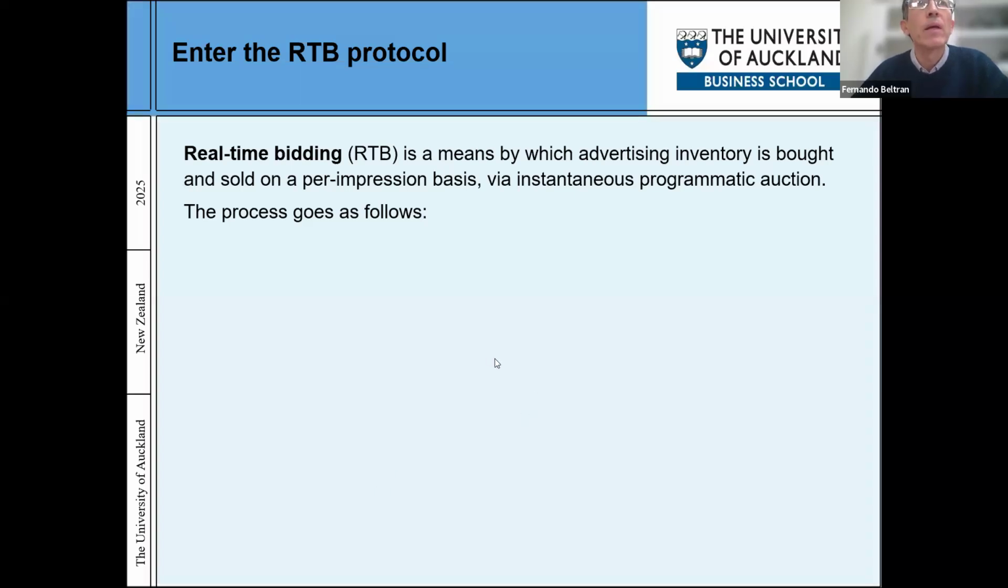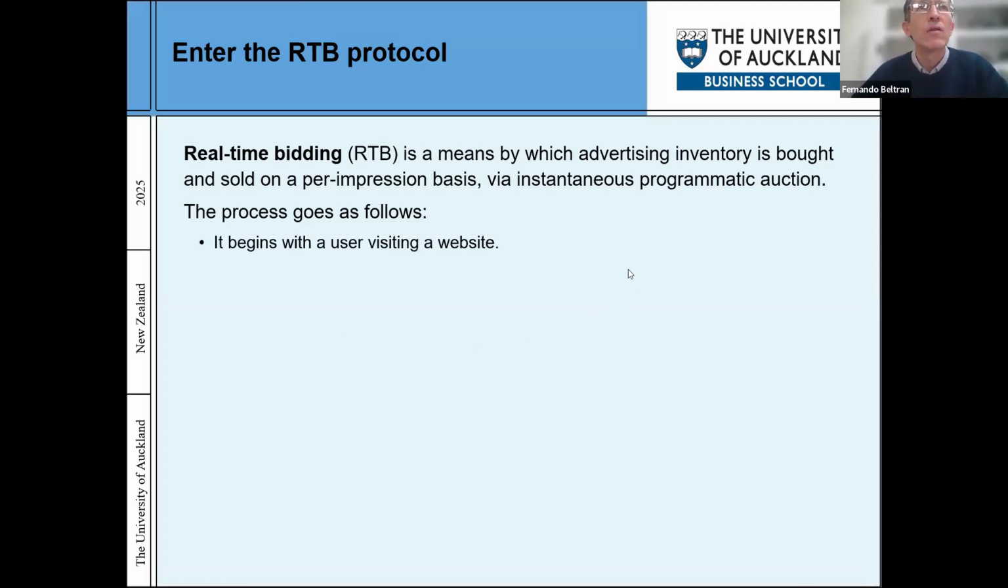Okay, so real-time bidding is how these things happen. Advertising inventory is bought and sold on a per impression basis. That means that yours is valuable. The money may be little, but every single person's space on their phone matters. And that's what the impression means: that there's a place there for an ad to be put. And this happens via instantaneous programmatic auction, which is basically what I explained before.